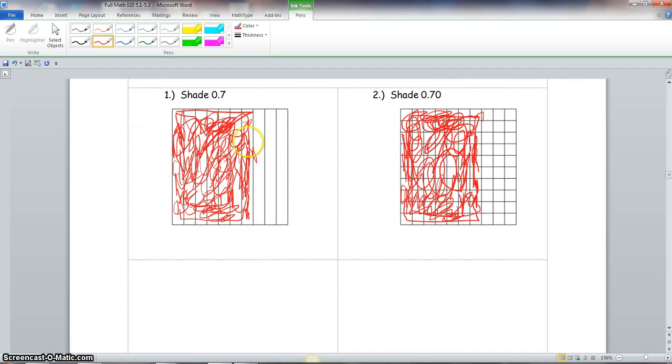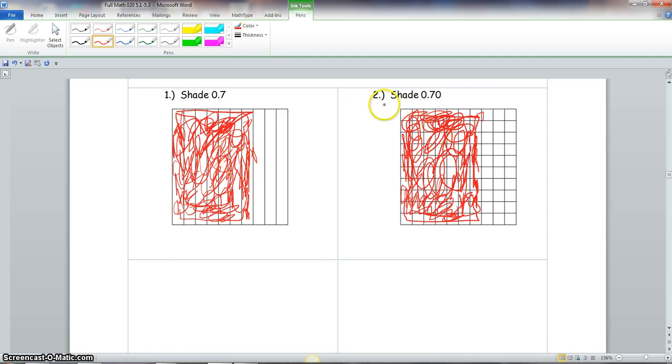Now we look here at number 1. It says shade 0.7. I took the liberty of already shading this. Of course, this should be solid, but in your notes, you should shade this all the way in. You should shade 7 of these bars here and leave the 3 blank because it's 10 bars, so 7 of the 10 is 0.7, which is 7/10.